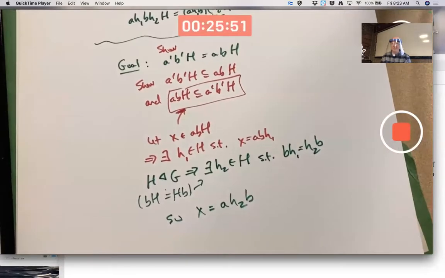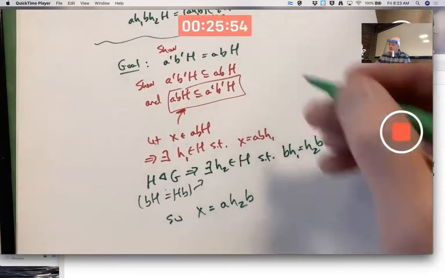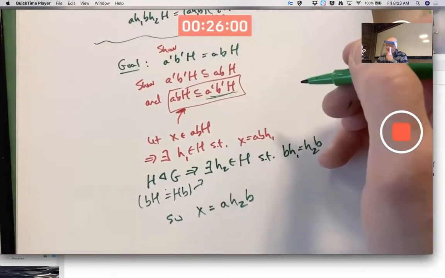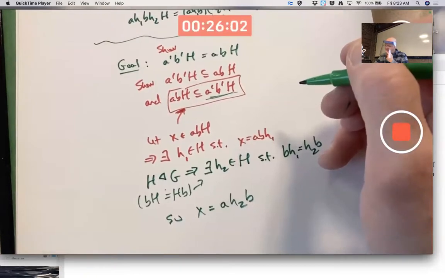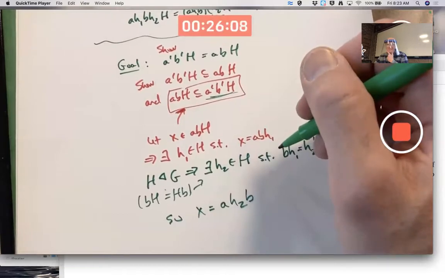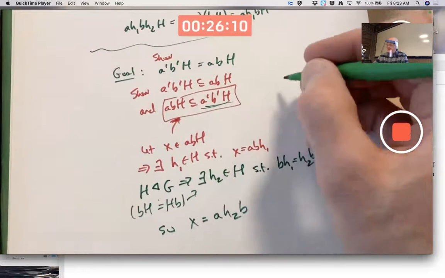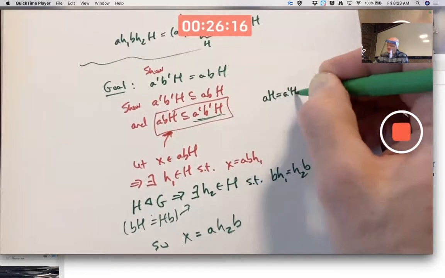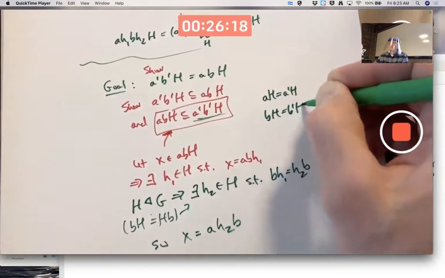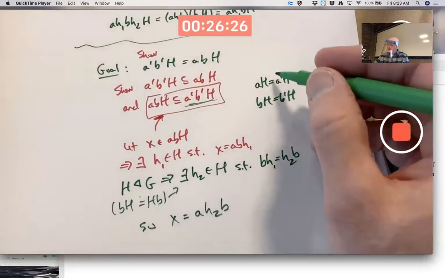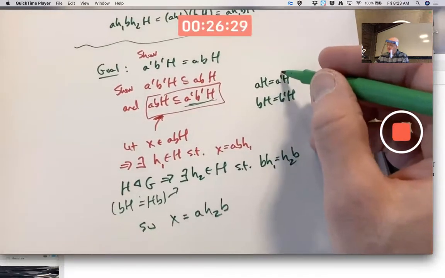What's my goal here? My goal is to show X is in here. I do need to relate these things to A prime and B prime. I didn't think about that yet. Let's see. I've got to use the assumption that AH equals A prime H, BH equals B prime H. Those assumptions have to be used, or at least one of them does. Let's go ahead and use maybe this one here first.